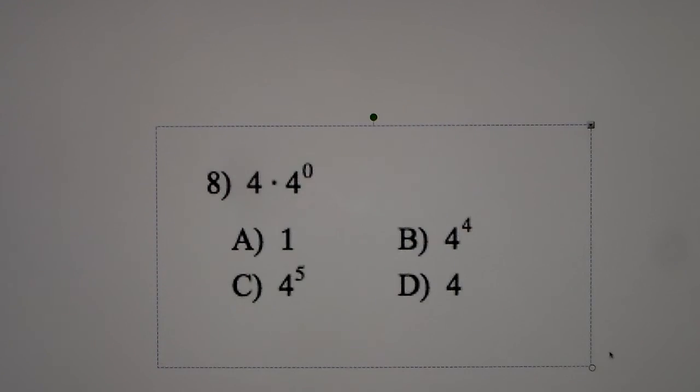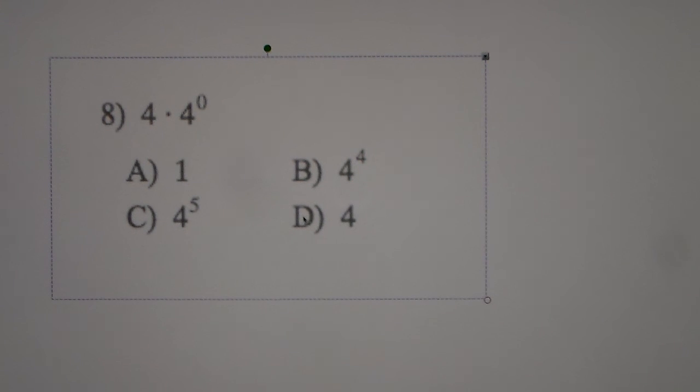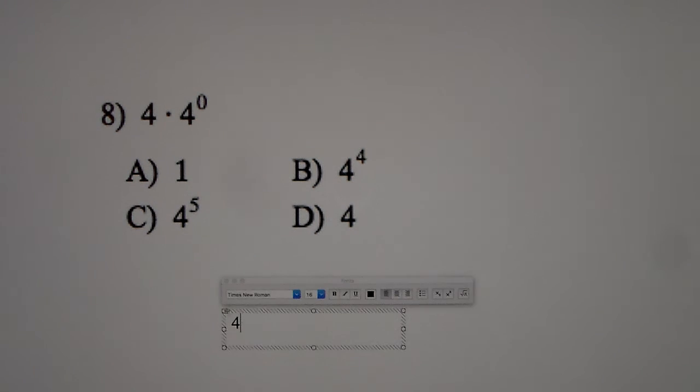Let's look at number 8. This is 4 to the power of 1 times 4 to the power of 0. Well, 1 plus 0 gets you 1. So it would be 4 to the power of 1. Now, anything to the power of 1 is just the base itself. So our base is 4, and that's why our answer is 4 for number 8.